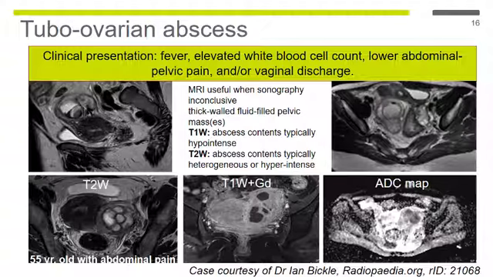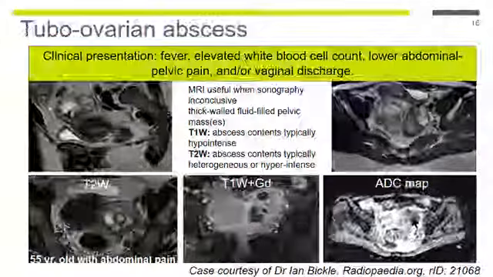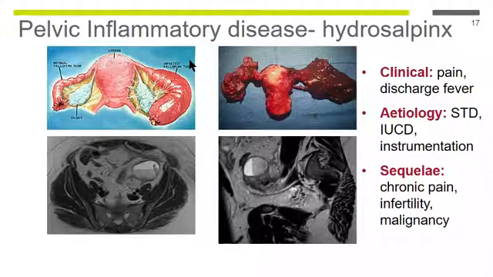Again, you see a heterogeneous enlarged edematous ovary, and the presence of air is pathognomonic. On the gadolinium enhanced scan, you get an inflammatory mass with enhancement and heterogeneous restricted diffusion on the ADC map. In pelvic inflammatory disease, in addition to this edematous ovary, you get a hydrosalpinx or dilation of the tube.